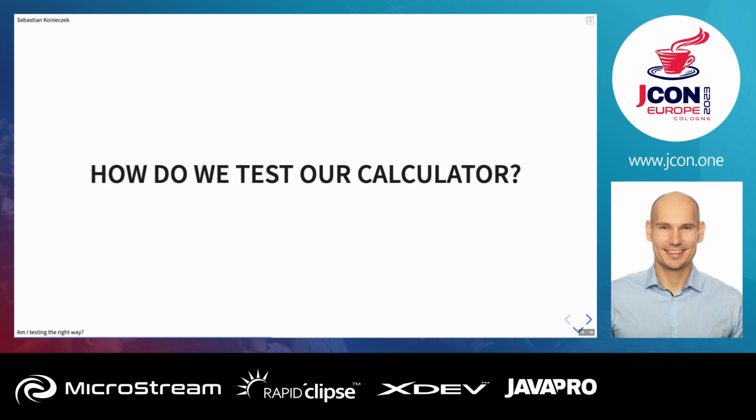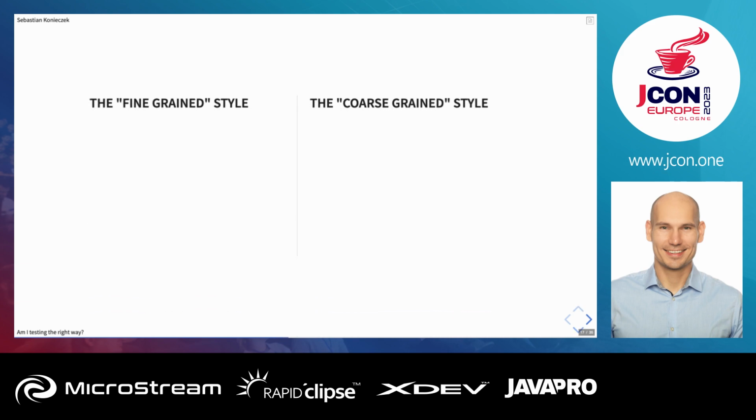So how do we test our calculator now? As I said before, and as you may have seen in the title, we have two ways of testing this. One I call the fine-grained style, which has a narrower scope, and one I call the coarse-grained style, which has a wider scope for a unit. We will see the differences between these two styles in a minute.